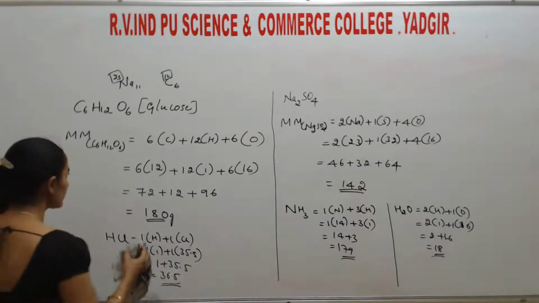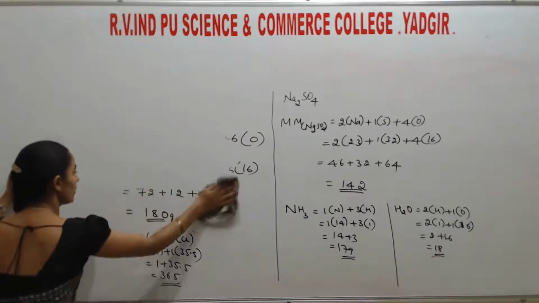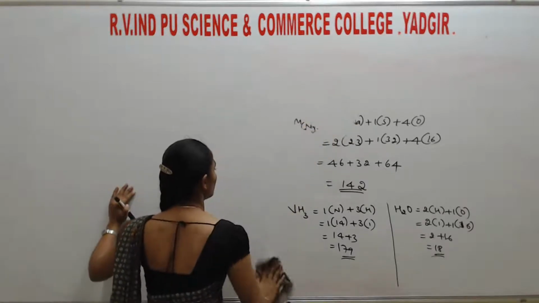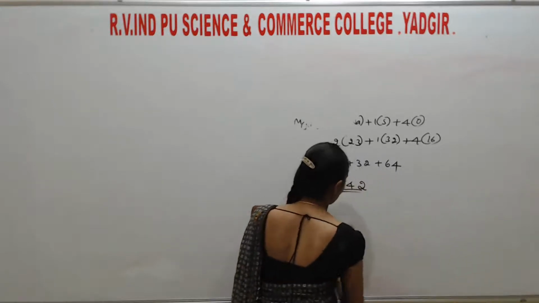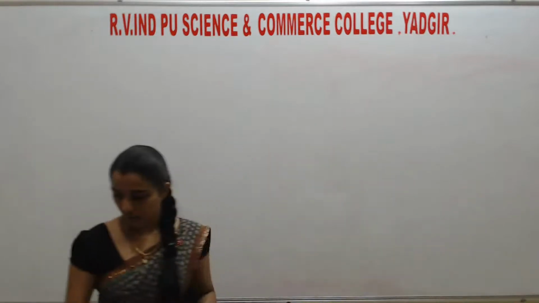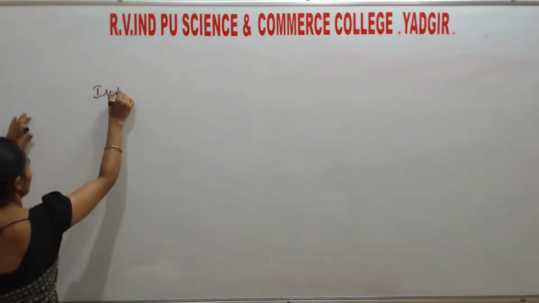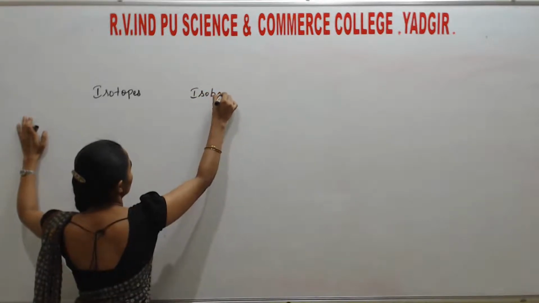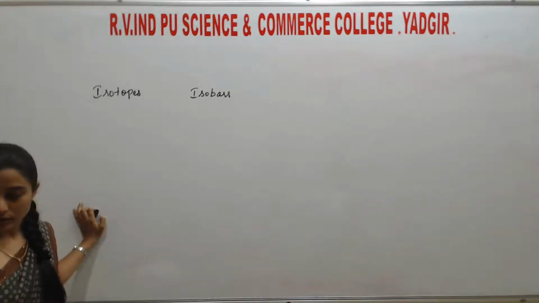Okay. So this is the way to calculate molecular mass and also atomic mass. I told you the atomic numbers are there. In that, types are there: isotopes and isobars. Okay, what are they? Isotopes and isobars.